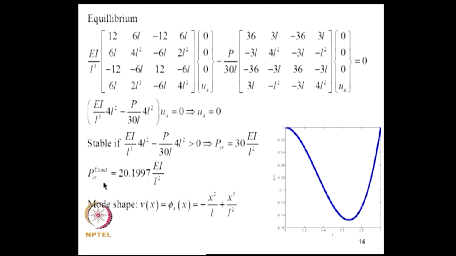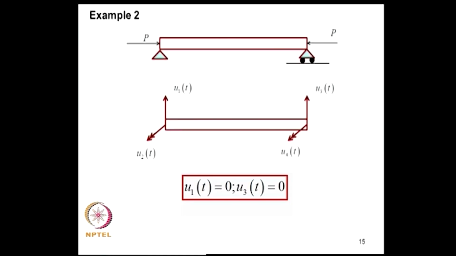Exact Euler buckling load for this case is around 20.1997 EI by L square, and the buckling mode shape according to this theory is given by phi 4 of x, which is shown here. So this is a very simple application of the idea of elastic stiffness and geometric stiffness matrix.